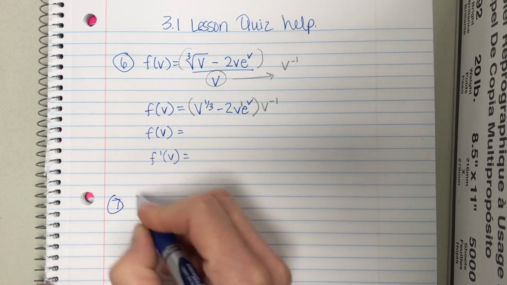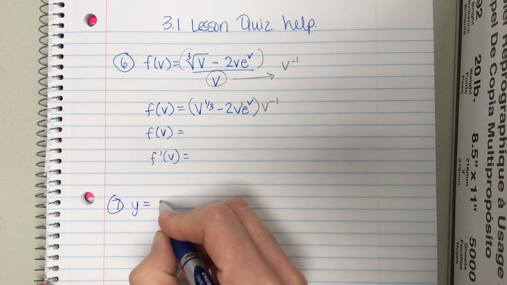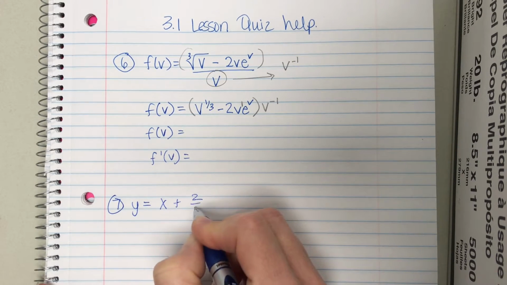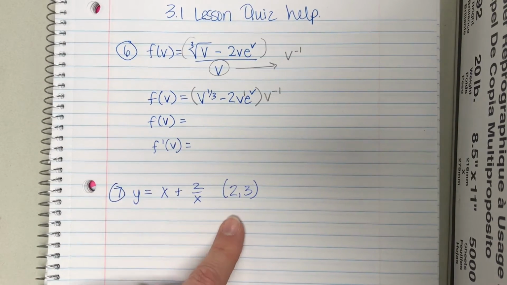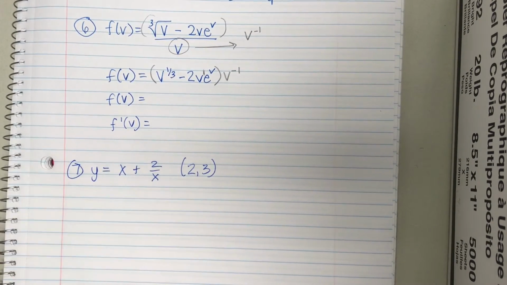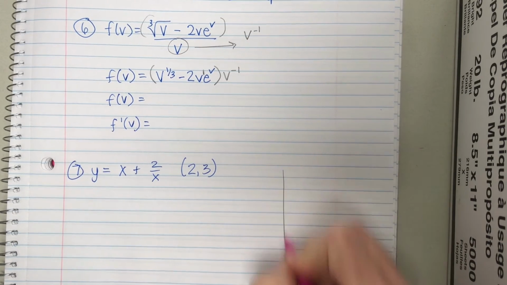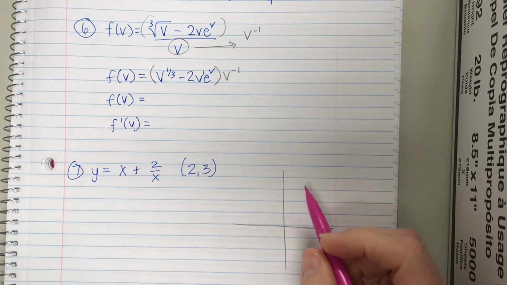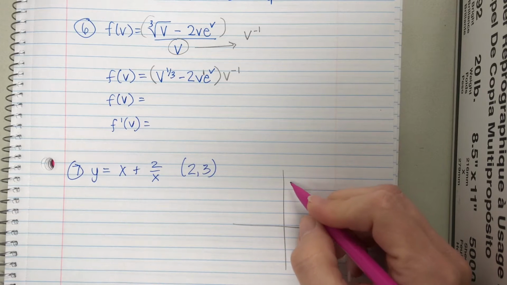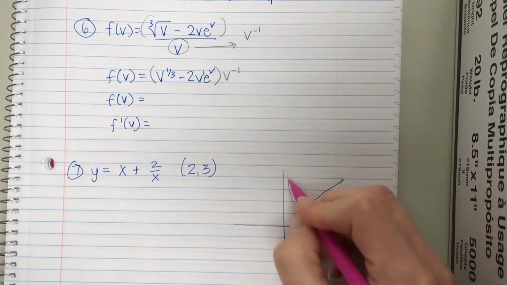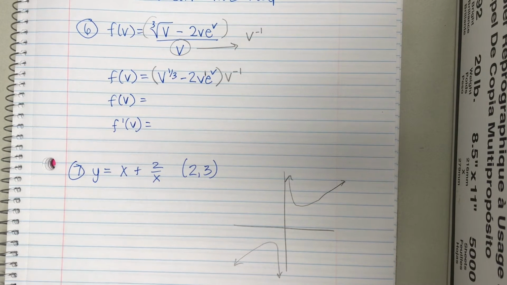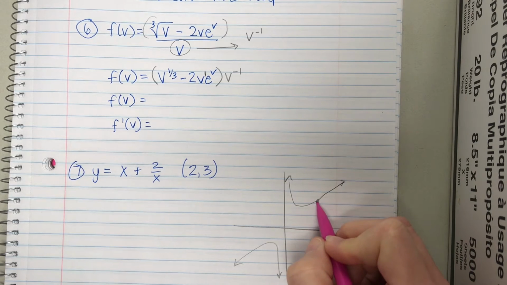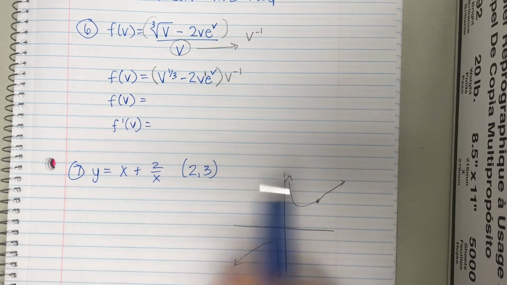For number 7, we have this equation, y equals x plus 2 over x, and we're supposed to find the tangent line at the point (2, 3). So it might be nice just to go to Desmos and graph it, and what you're going to notice, it's not a parabola, but it kind of looks like this, and then there's also a section kind of down here like that. So this is kind of what the graph looks like. And what we're trying to find is the tangent line at the point (2, 3).